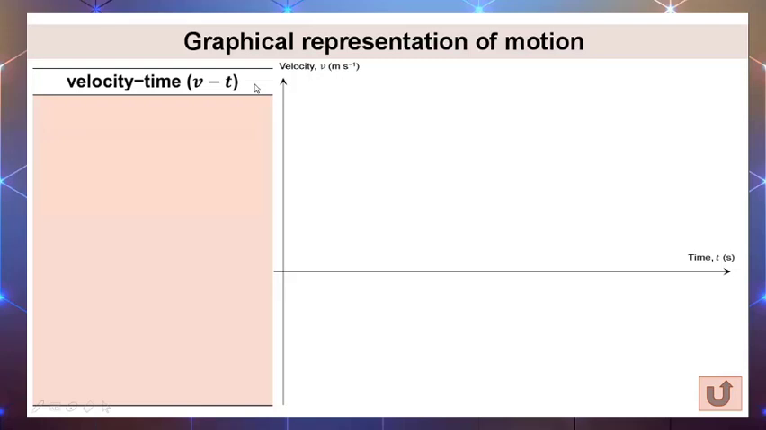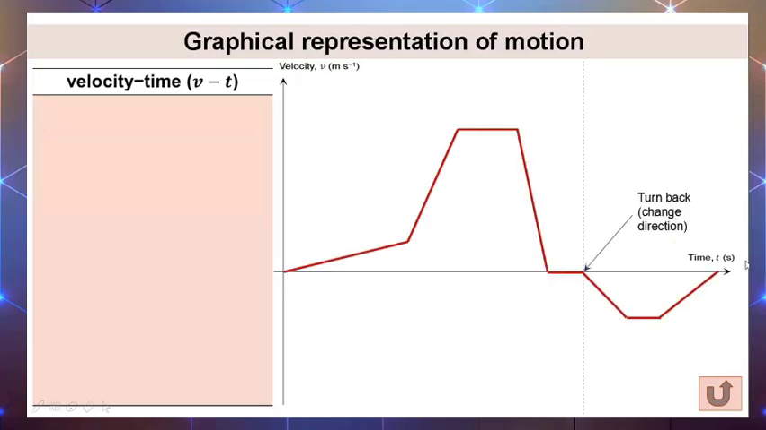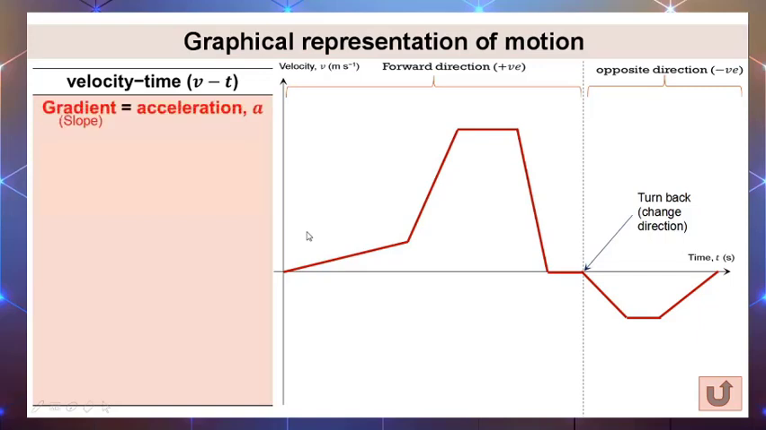Okay, now we come to the velocity against time graph. Velocity is on the y-axis, time is on your x-axis. Here we can see that this is considered the forward direction because we have a positive value of velocity, and this one can be considered the opposite direction because it has a negative value of velocity. This is the point where it turned back, meaning, for example, the car moved to the right and then it moved to the left. Okay, from the velocity against time graph, we can get the acceleration from the gradient.